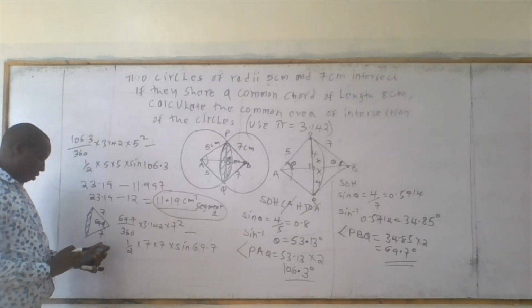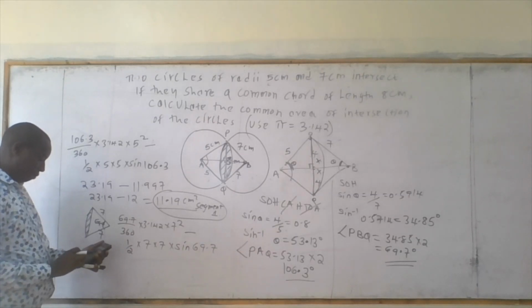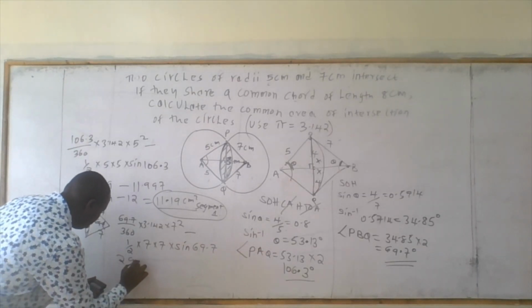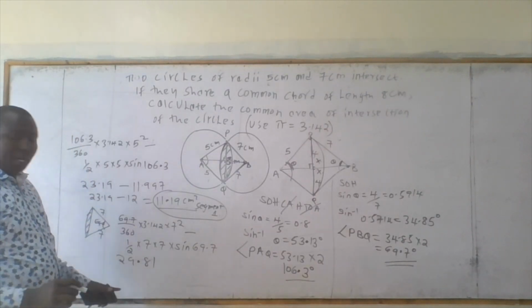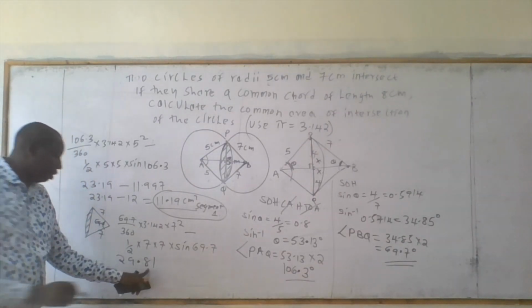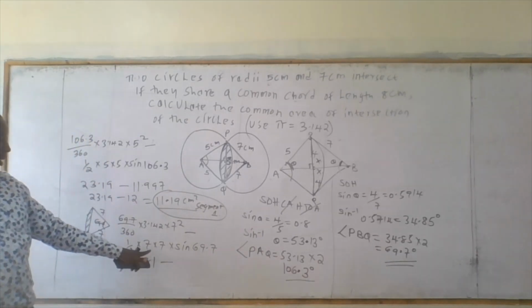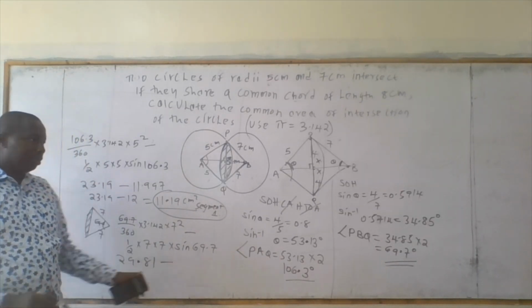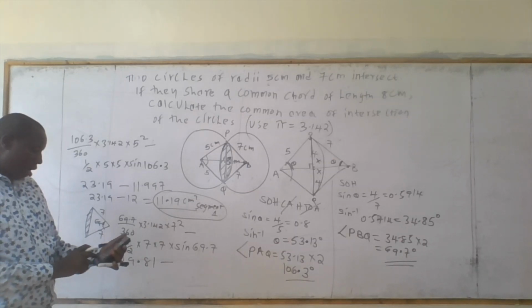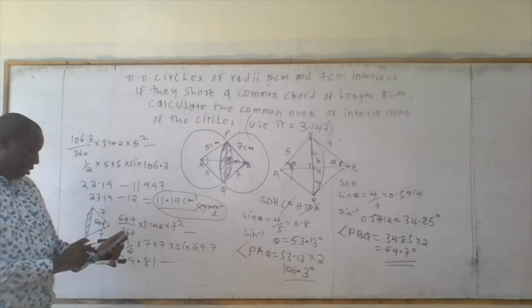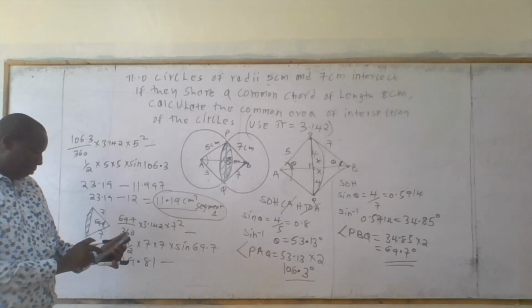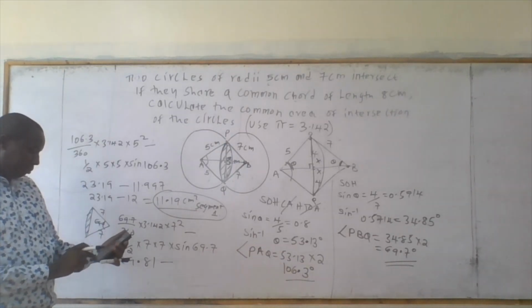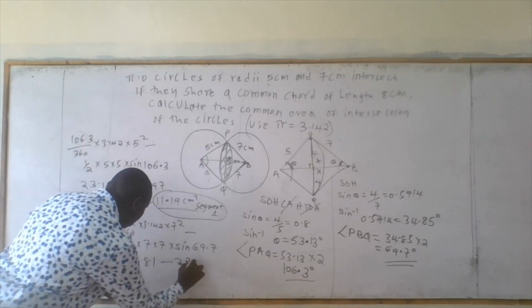You get 69.7 divided by 360 times 3.142 times 7 squared. The first part you get 29.81. We subtract the area of the triangle now, which is a half times 7 squared times sine of 69.7. This comes to 22.98.